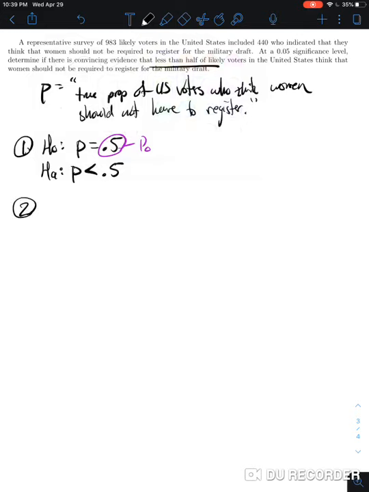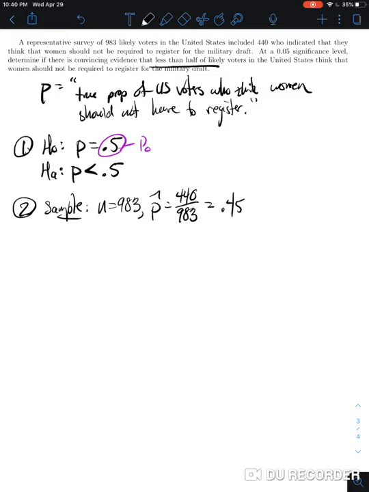Okay, so step 2 then is to go out and find the sample. Well, we have 983 voters, and so P hat would be 440 over 983, which, put that in your calculator and we get 0.45.